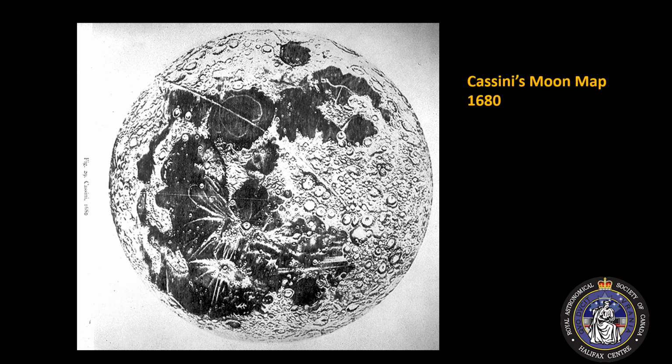70 years later, Cassini drew a second map. And this one, you can see a lot more detail in it. Well, he had better quality telescopes at that time. And you can see he drew in a lot of craters, and it was a lot more accurate when it came to sketching the seas.